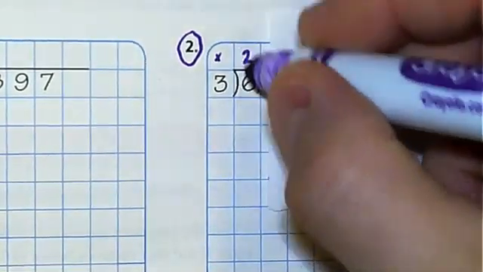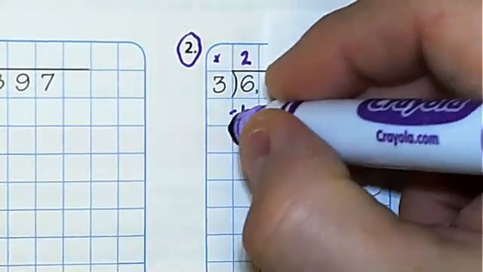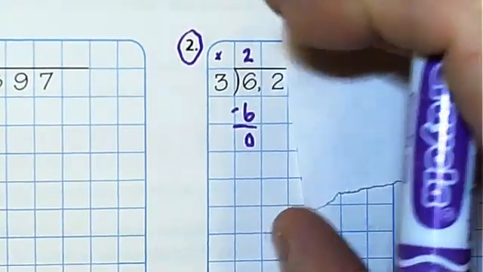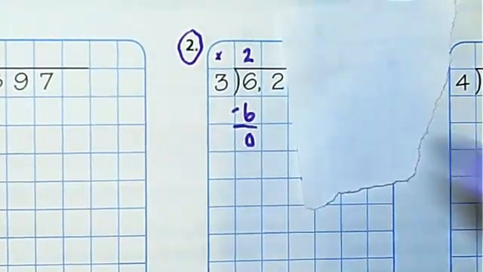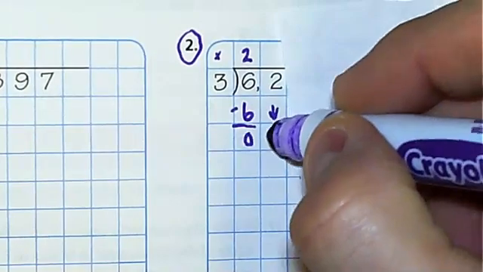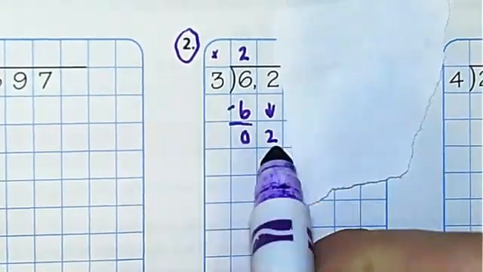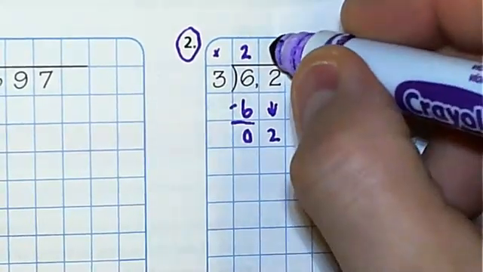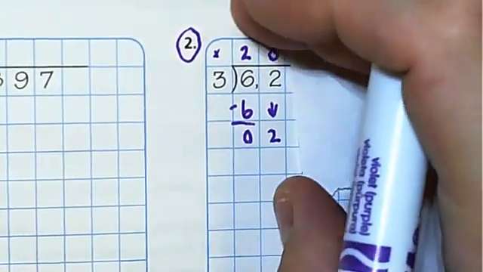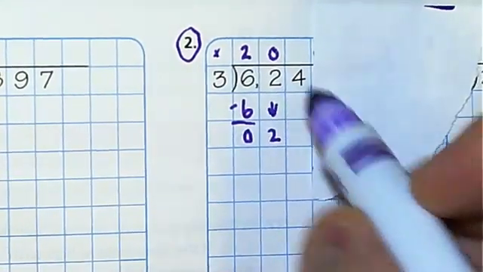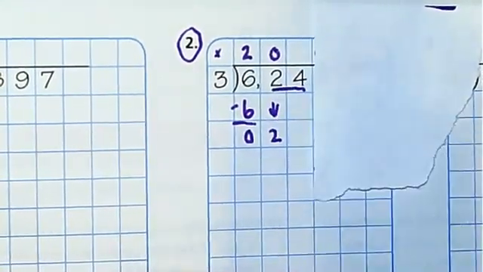All right, well, I know 2 times 3 is 6. Nothing left over, and we move over. All right, now we've got 2, so we drop 2. Now our target number is 2. Does 3 fit into 2? No. So we put a 0. Nothing happens. And we move over. Since we didn't use the 2, now we're looking at 24. So 24 is our target number.